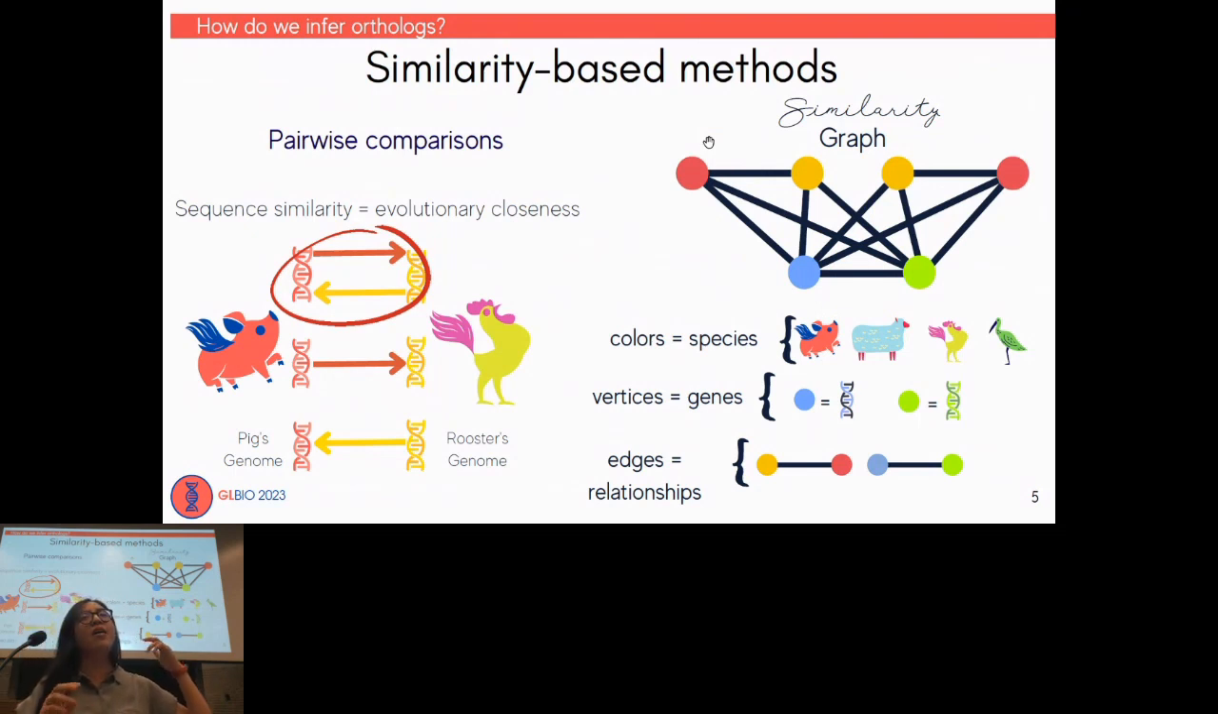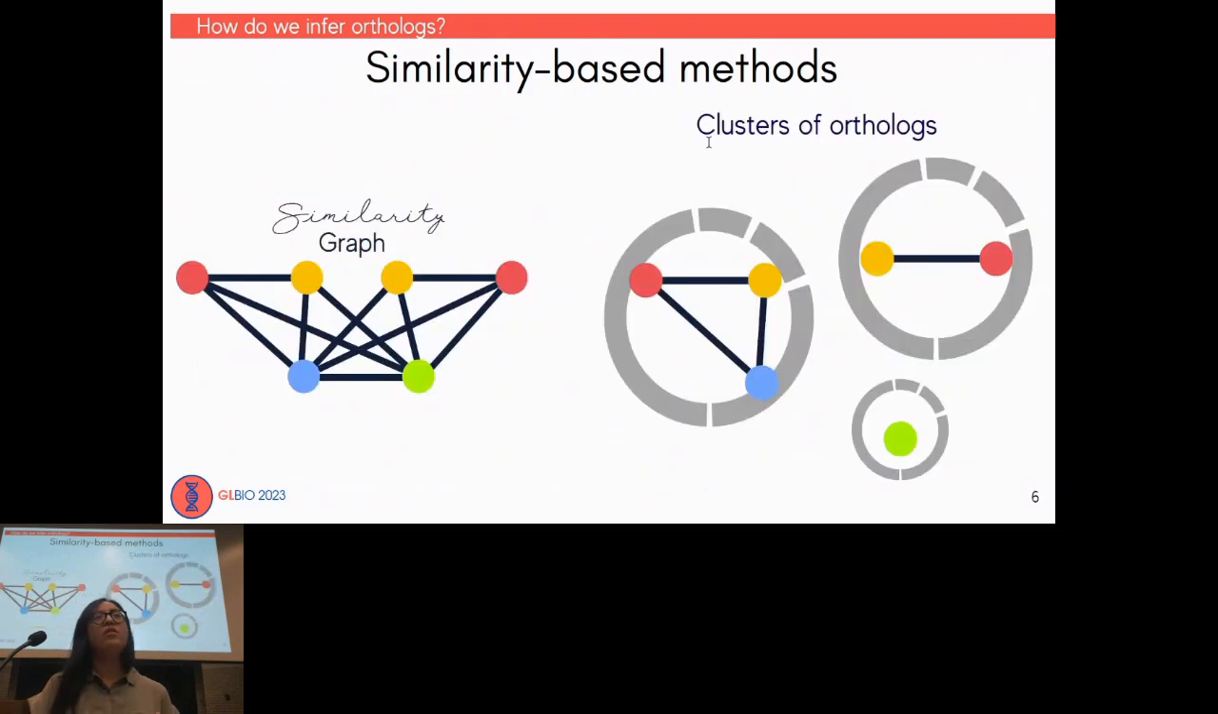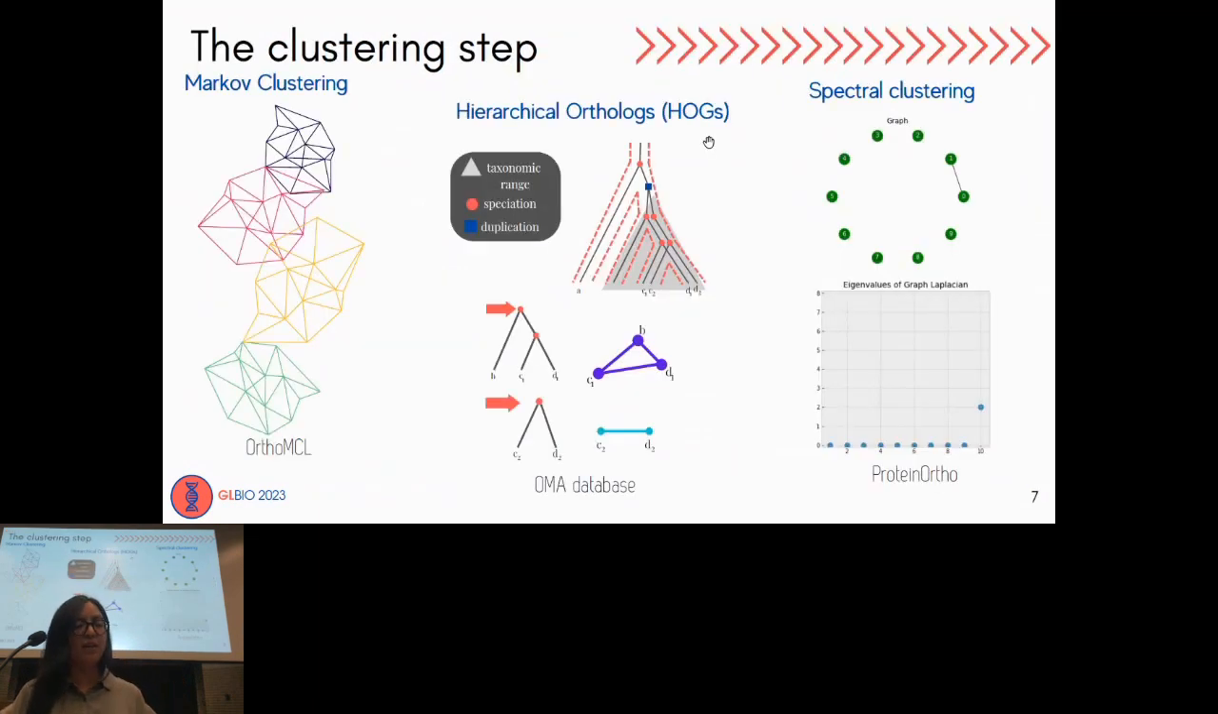With these pairwise comparisons, we build something called a similarity graph, a mathematical structure in which the colors represent the species and the vertices represent the genes to which they belong. The edges represent these evolutionary relationships. When we finish building the similarity graph, the next step is to cluster, to find the clusters of orthologs, which will be the main topic of my talk.